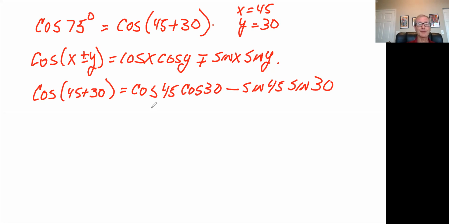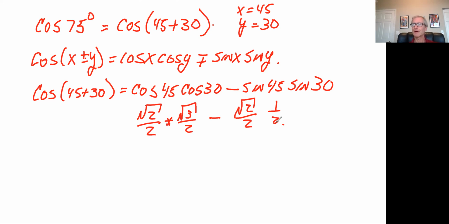So cosine is 1/2 here. No, that would be square root of 2. Let's start over. Jumped the gun there. So this would be square root of 2 over 2 for cosine of 45. And cosine of 30 is square root of 3 over 2. And then you would subtract sine of 45, square root of 2 over 2. And sine of 30 is 1/2.